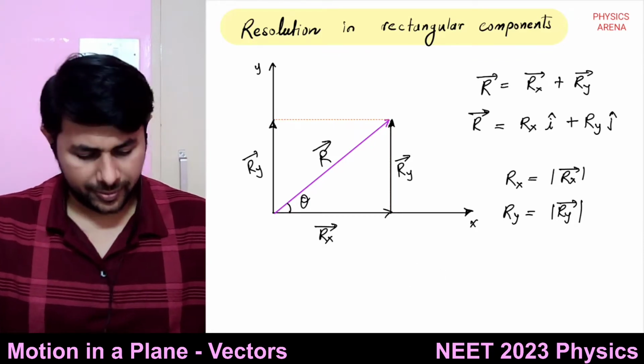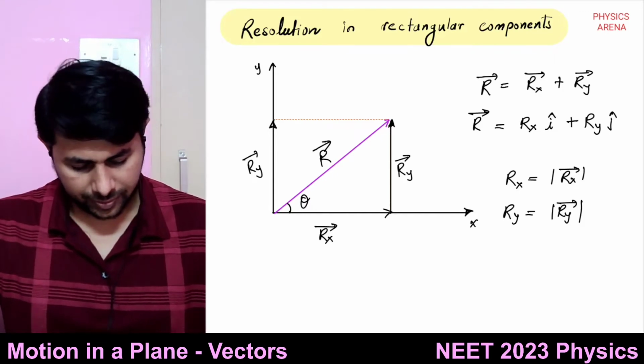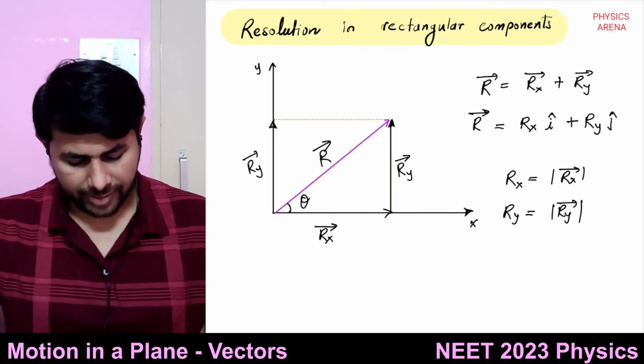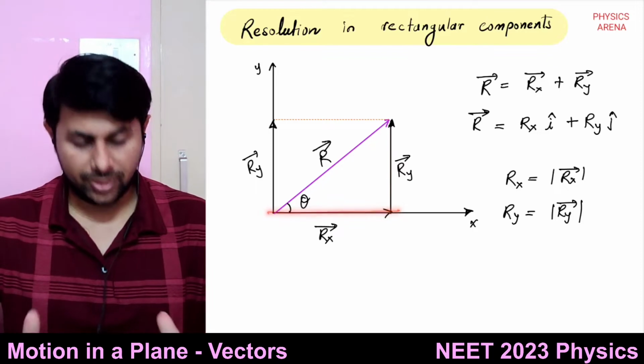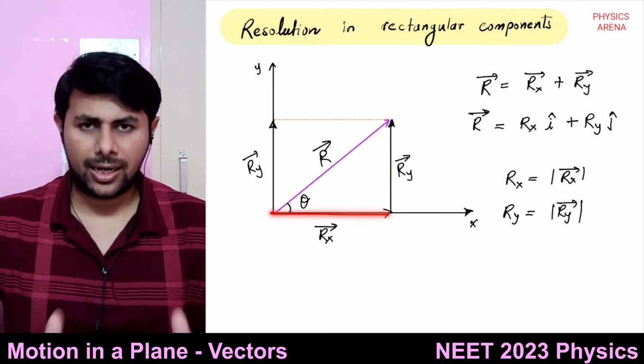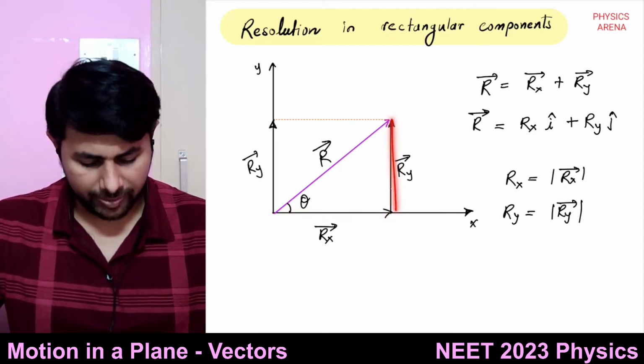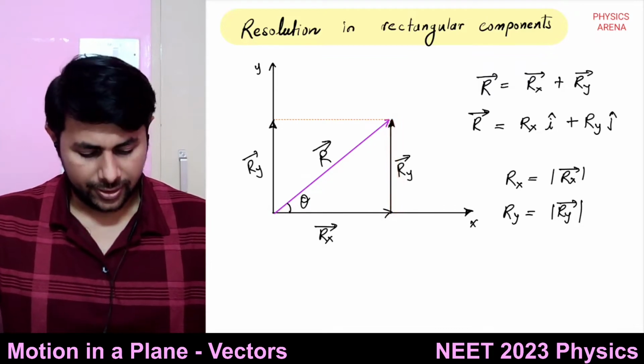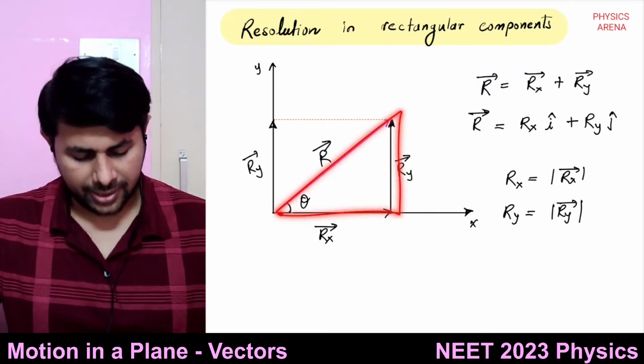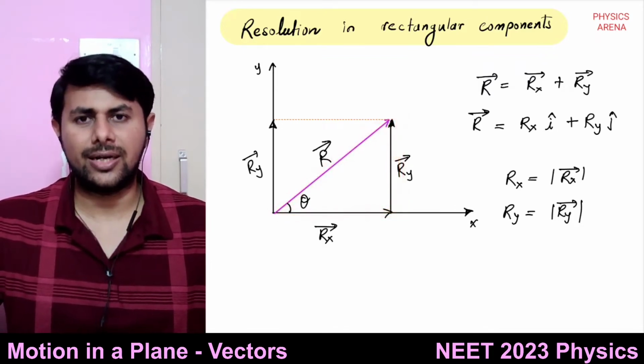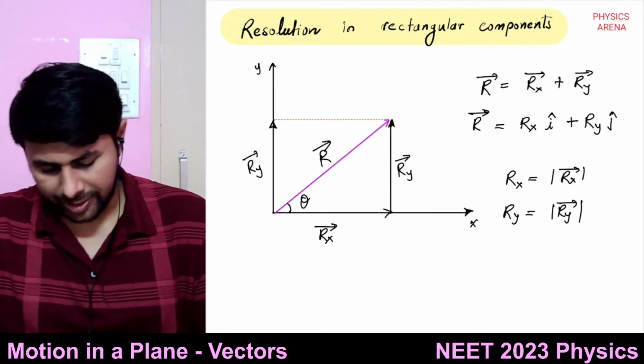Okay, so now next. So how much is the magnitude of Rx? How much is the length of Rx bar? It is equal to Rx. How much is the length of Ry bar? It's equal to Ry. So now, if you see this triangle, in this triangle, you can write tan of theta. What will be tan of theta?